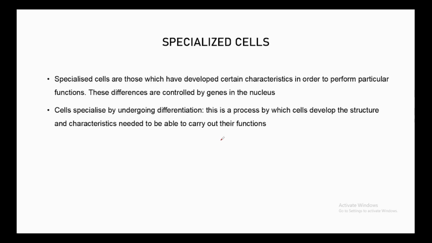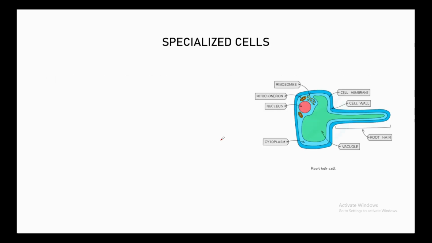Specialized cells. Specialized cells are those which have developed certain characteristics in order to perform particular functions. These differences are controlled by genes in the nucleus. Cells specialize by undergoing differentiation. This is the process by which cells develop the structure and characteristics needed to be able to carry out their functions.